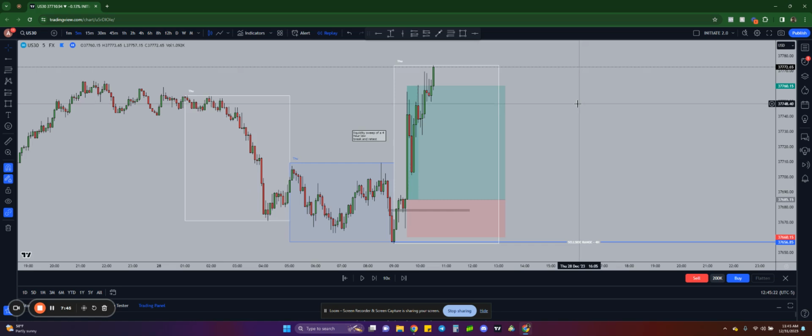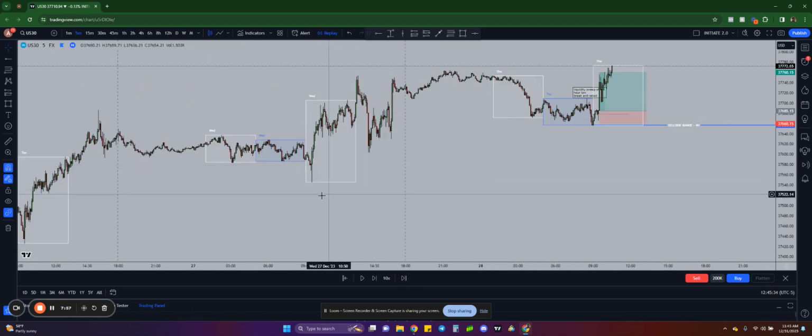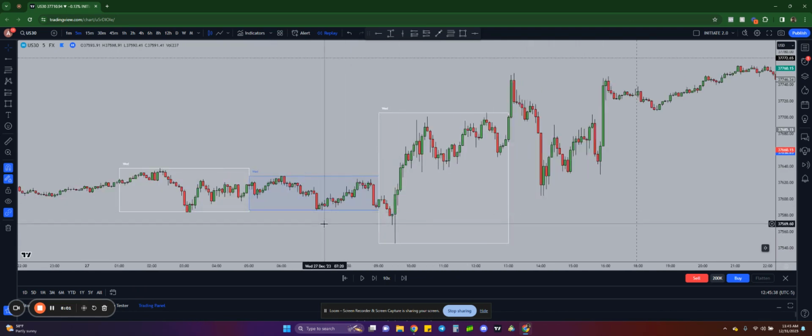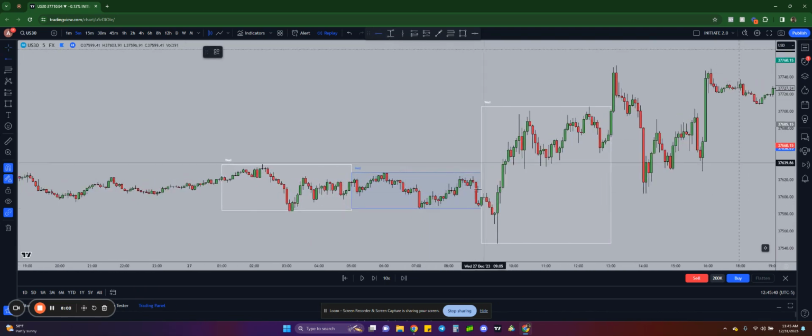This is literally the only thing that I use when it comes to getting funded and getting paid out consistently on prop firms. I'm gonna go over another example, which is here, which is the same concept.